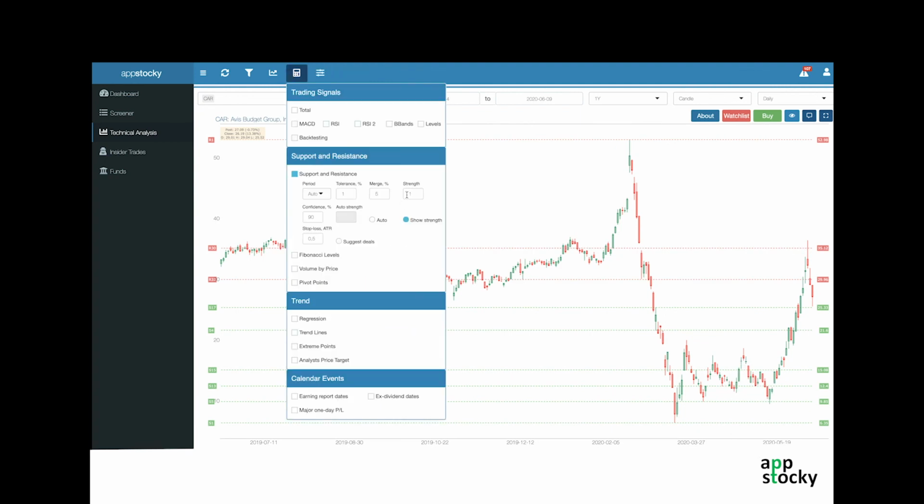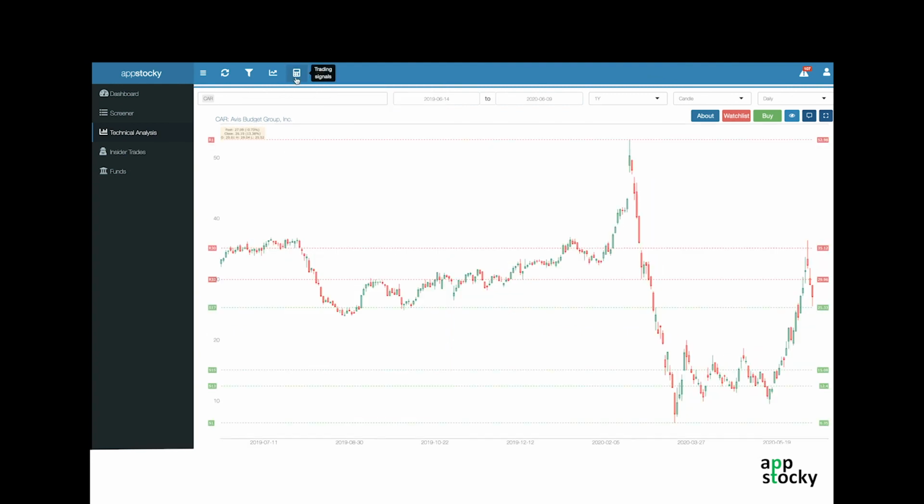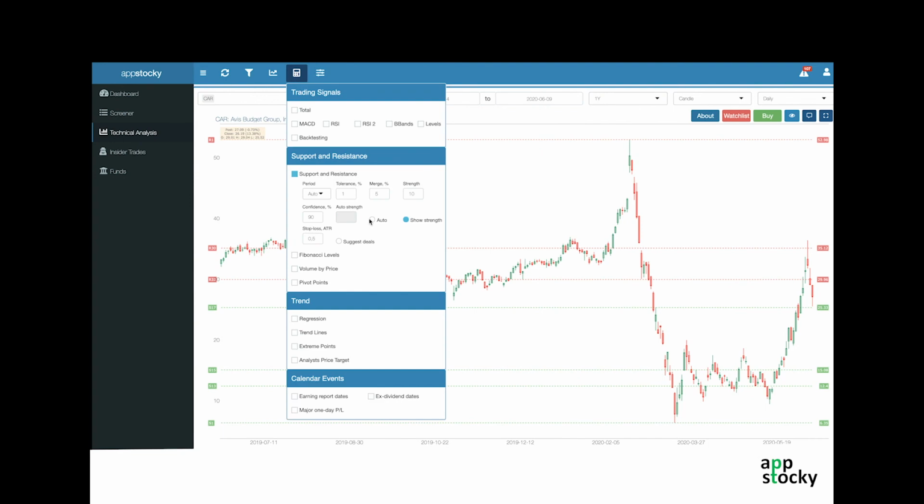You can stick to that, and then you can define the strengths. If you want to say 5 is also a very big one, you want to start with 10. Then Stocky will only show you all the levels that are more than 10. Like that, you have all the super major levels, right? But let's get back to the auto.